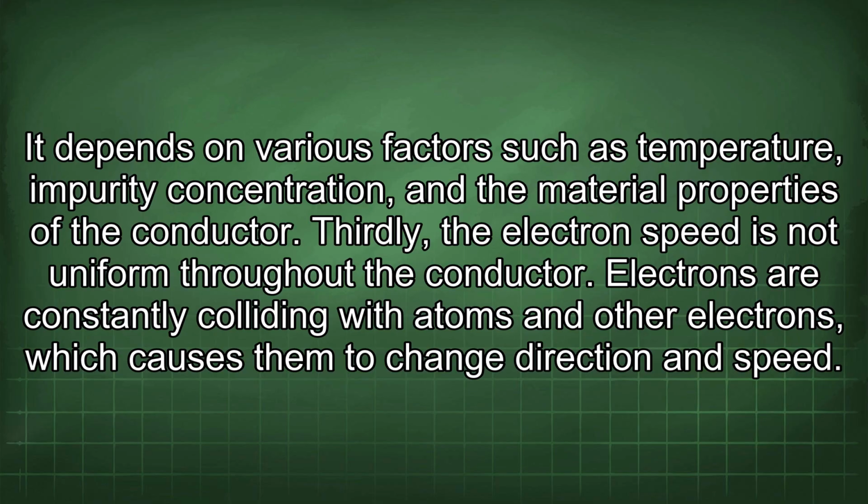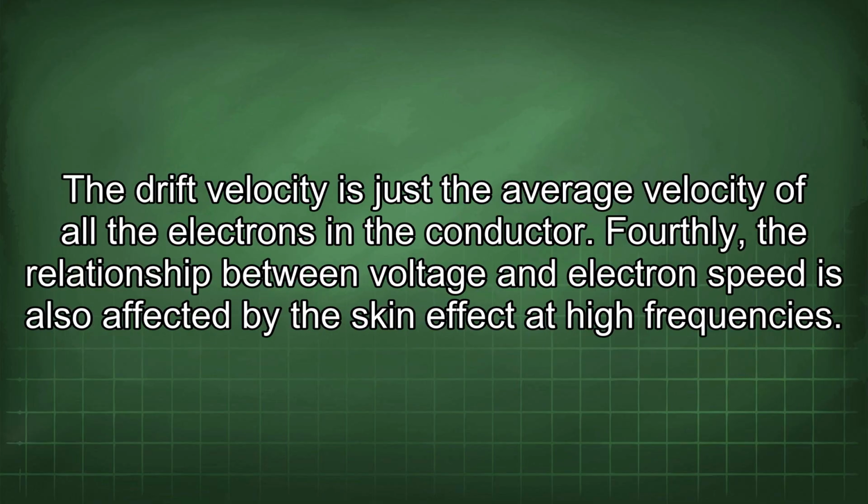Thirdly, the electron speed is not uniform throughout the conductor. Electrons are constantly colliding with atoms and other electrons, which causes them to change direction and speed. The drift velocity is just the average velocity of all the electrons in the conductor.